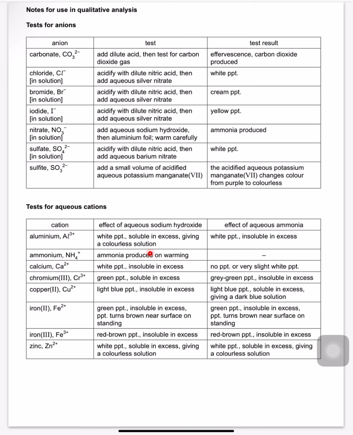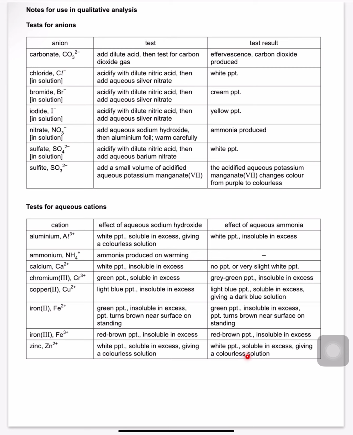But when we add excess sodium hydroxide, these white precipitates will dissolve, giving a colorless solution. Okay, and then with aqueous ammonia, white precipitates are formed, insoluble in excess. Look at zinc ions: white precipitates formed, soluble in excess, giving a colorless solution. So it means that the aluminum ion and zinc ion tests with aqueous sodium hydroxide are 100% the same.